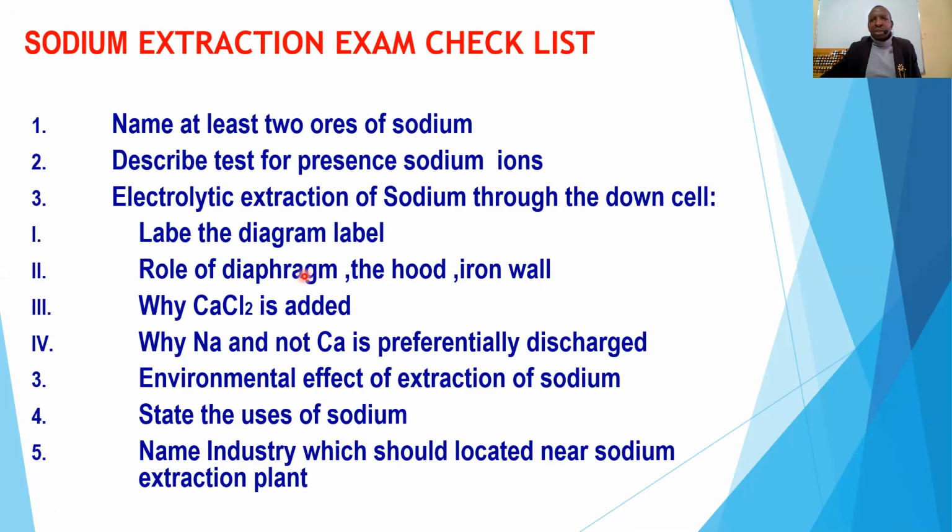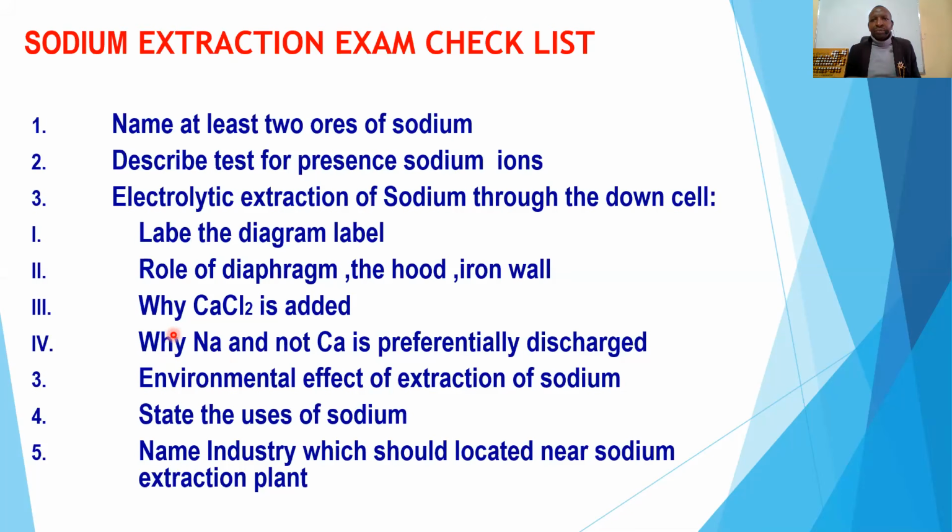You should also be able to explain why calcium chloride is mixed with sodium chloride. Why sodium and not calcium is preferentially discharged at the cathode. You should also be able to name the uses of sodium. You should also be able to explain the environmental effects caused by the extraction of sodium metal. Name an industry that should be located near the sodium extraction plants.